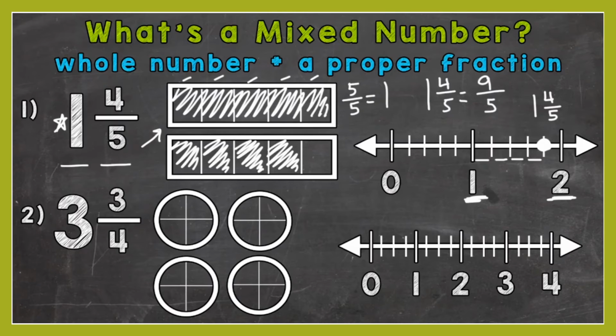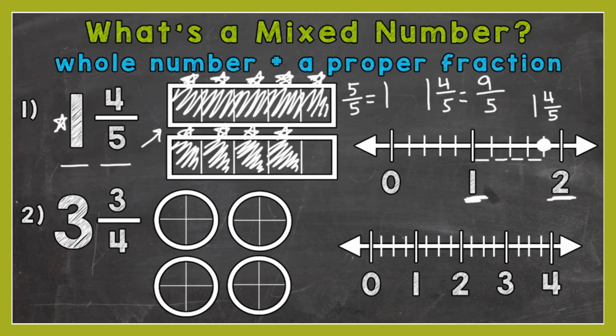So we could take a look at our model, and we have 1, 2, 3, 4, 5, 6, 7, 8, 9/5 filled in. So we can see that 1 4/5 is equivalent to 9/5. Now there's another way to convert between mixed numbers and improper fractions, but that's a topic for another video. I'll drop other links to improper fractions and other fraction topics down in the description.